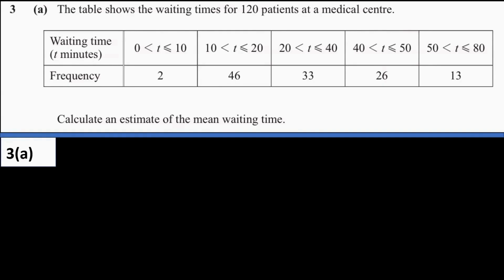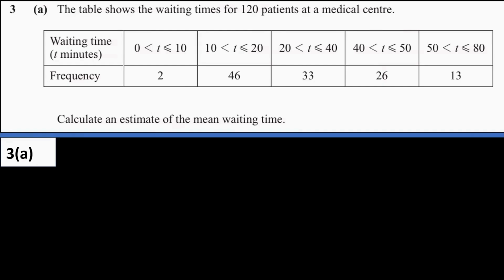And for the first column, we have 2 as the frequency. Then the third column, we have the minutes between 20 to 40, and we have 33 as frequency. And then the fourth column, we have between 40 minutes to 50 minutes, and there are 26. That's the number of patients that waited for that long. And then we have 13 patients that waited between 50 minutes to 80 minutes.